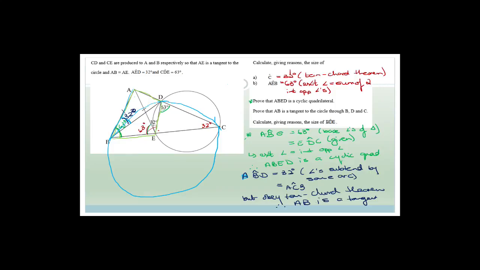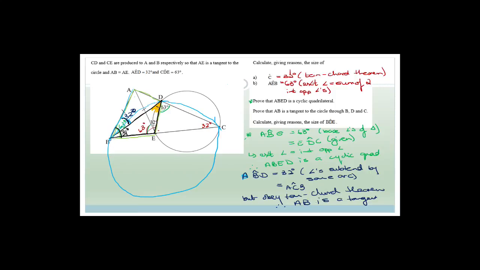It says calculate, giving reasons, the size of angle BDE. So finally, they want us to calculate this angle here, BDE. That shouldn't be too difficult. Do you agree that the whole of this angle is 63 degrees and this little angle is 32? So do you agree that that has to be 31 degrees? We also have that this is a triangle. There are other triangles you could have gone for. I've chosen this one.